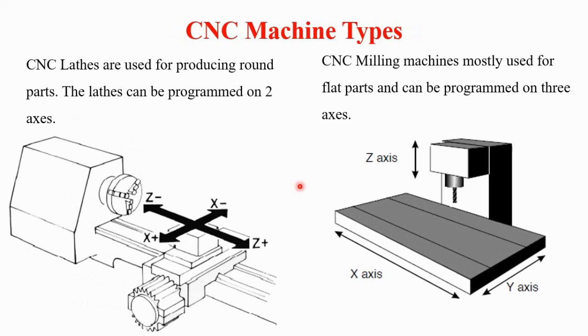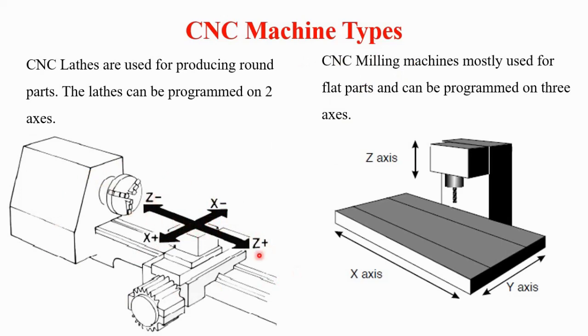Then types of the CNC machines. Here we can see two types of CNC machines are shown. One is the CNC lathe machine, and this is the CNC milling machine. In the CNC lathe machine, two axes are there: positive x-axis and negative x-axis. Similarly, positive z-axis and negative z-axis.